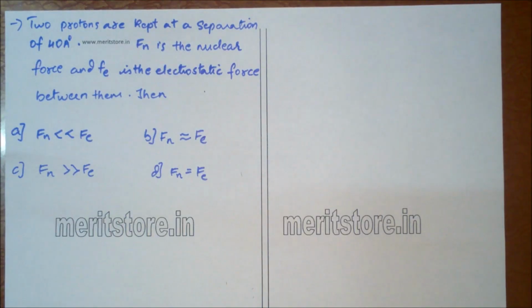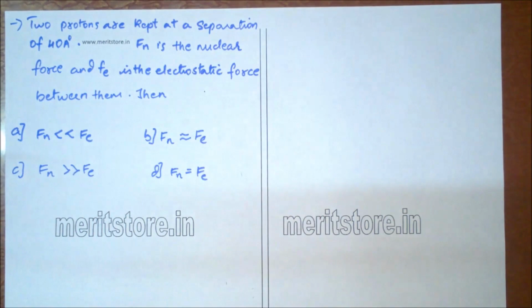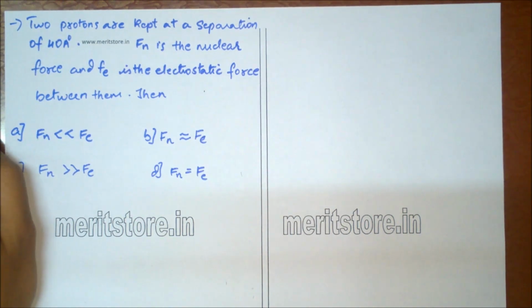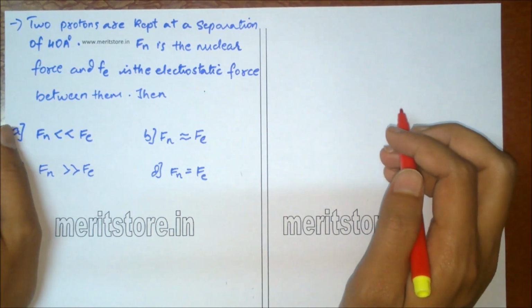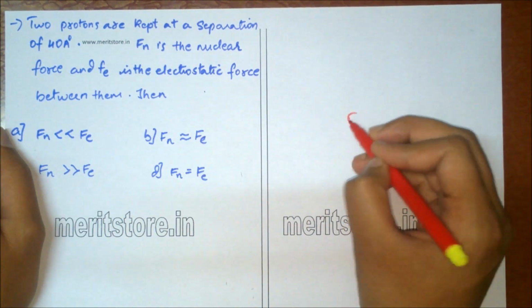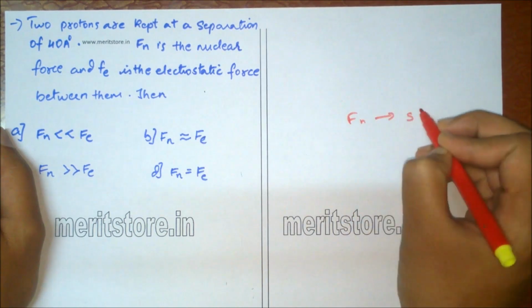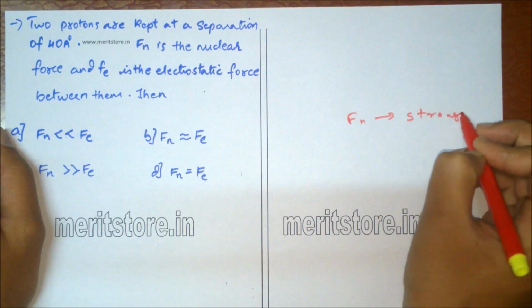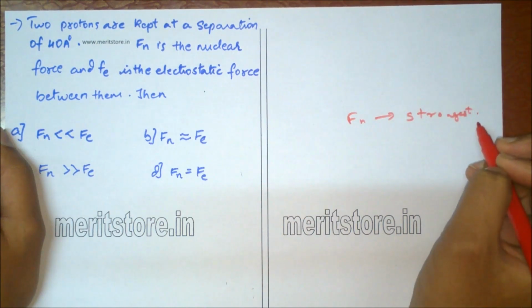Protons are kept at a separation of 40 angstrom. Fn is the nuclear force and Fe is the electrostatic force between them. Then we have to compare Fn and Fe. The nuclear force is much stronger than the electrostatic force inside the nucleus. So nuclear force is much stronger than electrostatic force, at distances of the order of Fermi.